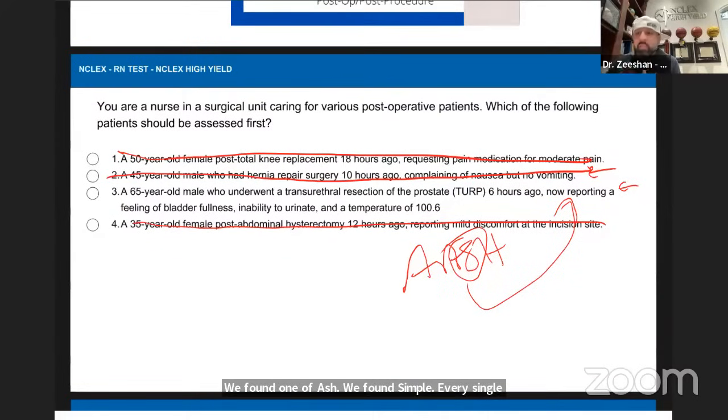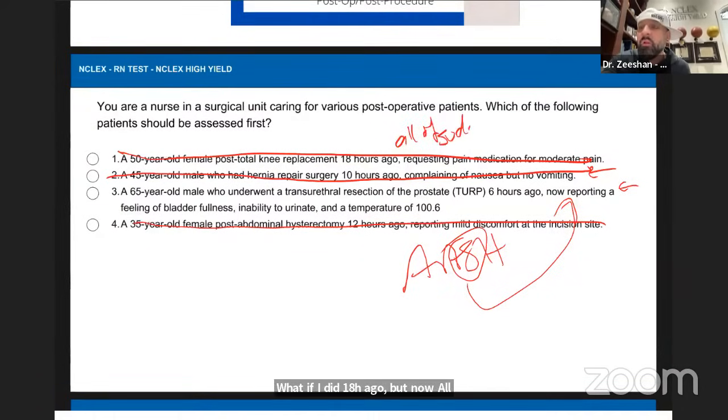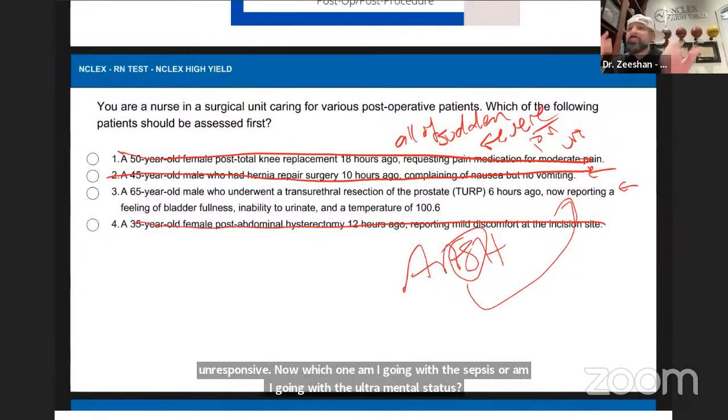Now, if I was like acute, severe pain, unresponsive, what if I said that? What if I changed? Now, this is the way I want you to think. What if I did 18 hours ago, but now all of a sudden, severe pain and unresponsive? Now, which one? Am I going with the sepsis or am I going with the altered mental status? Yeah, now I just changed it up.